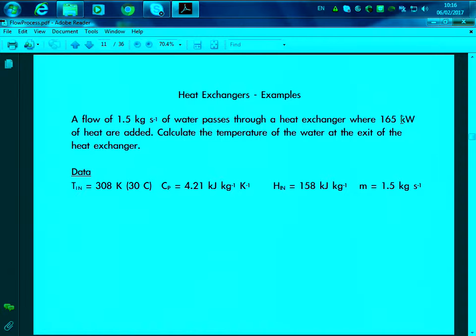Here, one thing, there is an error. 30 degrees Celsius will be how much? What should it be? 303. That's 303. So just change that please to 303 and solve it.